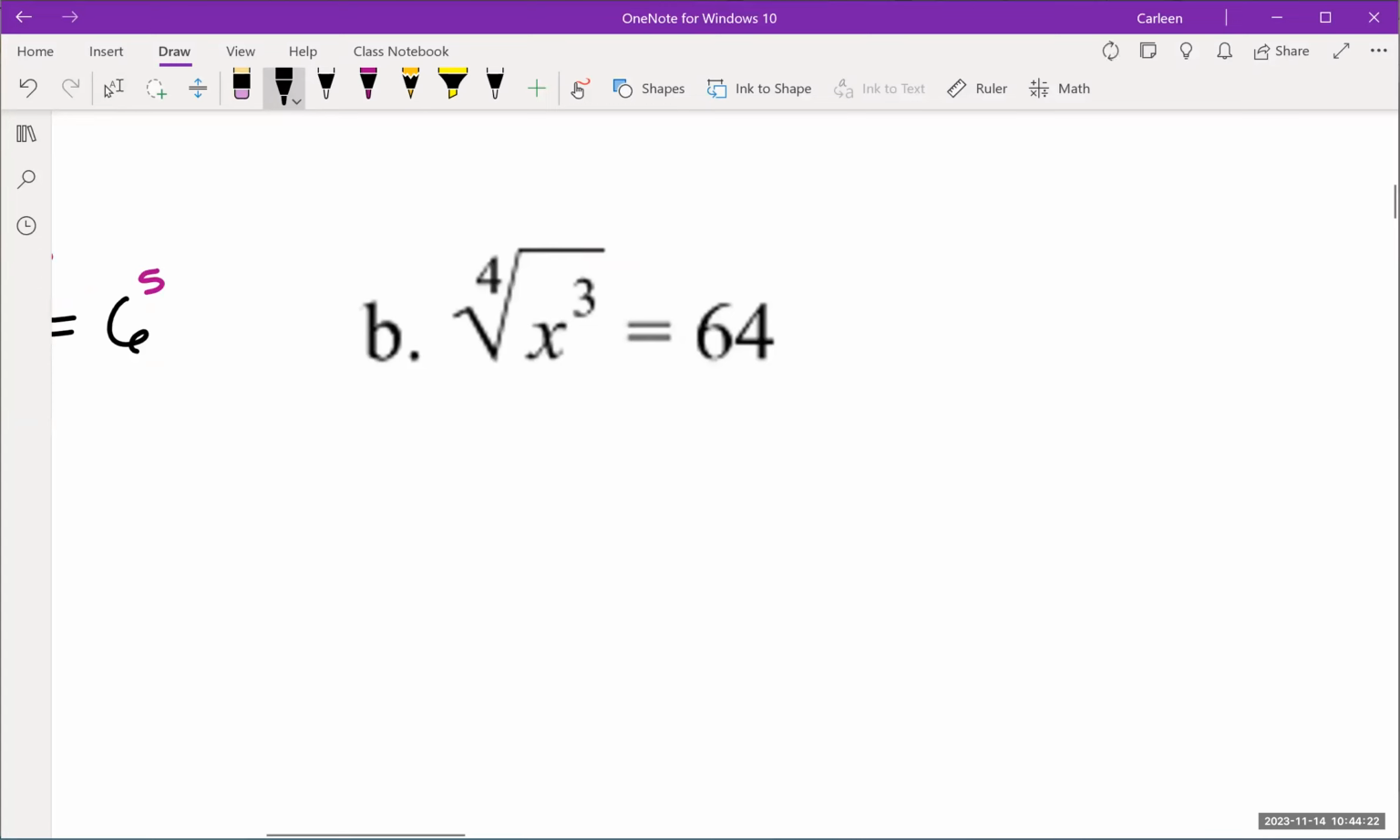Okay, let's do this one. Let's write this as a fraction. The power is 3. That goes on top. The root is 4. That goes on the bottom.